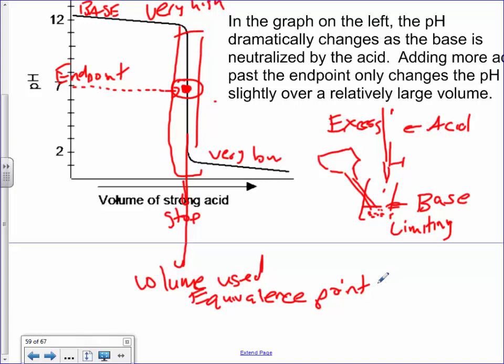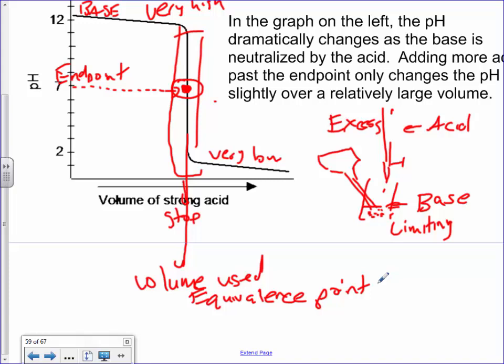The endpoint refers to the pH when you're supposed to stop. When acid and base have neutralized each other, the endpoint would be 7 because it's neutral. The equivalence point would be how much volume you have used. You remember how a burette is a two-measurement instrument where you have to measure the start and finish values? Well, in the lab I did yesterday, I used about 4 milliliters. That means that 4 milliliters is my equivalence point. It's the volume required to make acid and base equal.